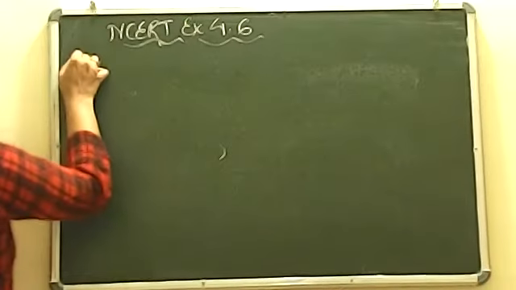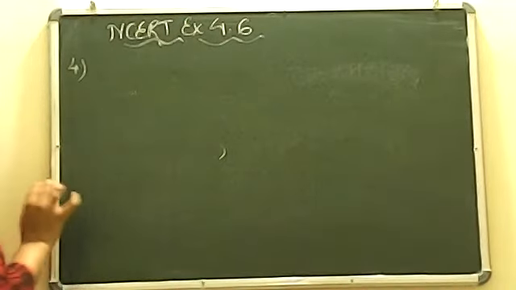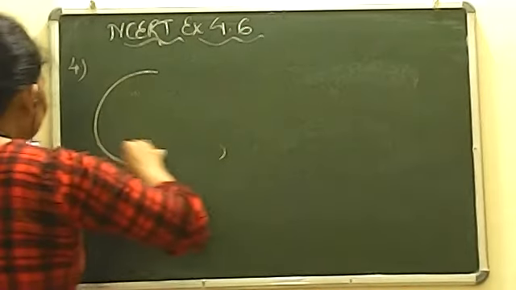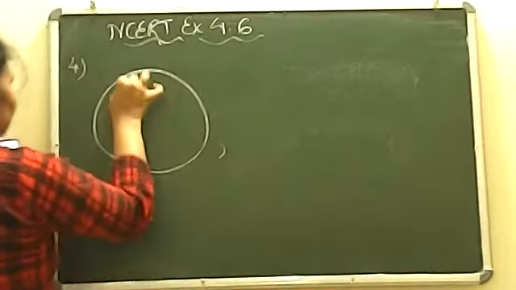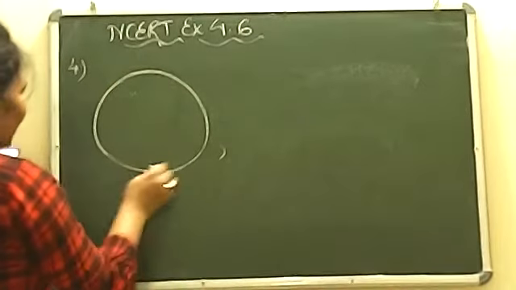Now last question, question number 4. It is telling you have to reply the answer in true or false. The first question is telling that in a circle, two diameters of a circle will necessarily intersect. Absolutely correct, beta. Why I am showing you?